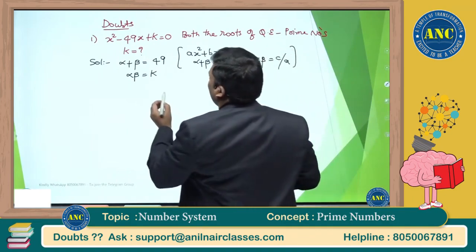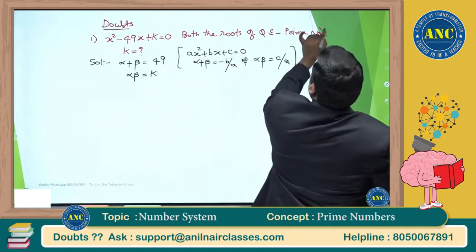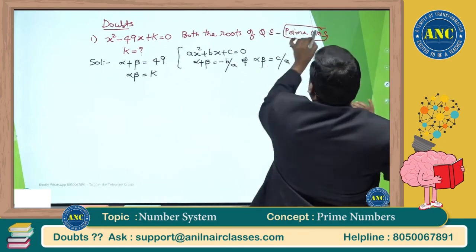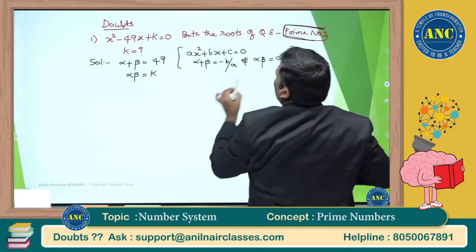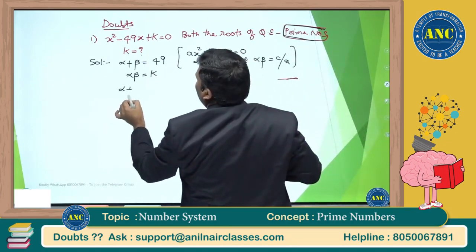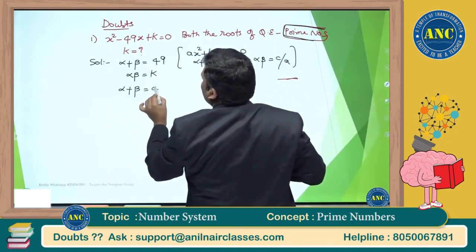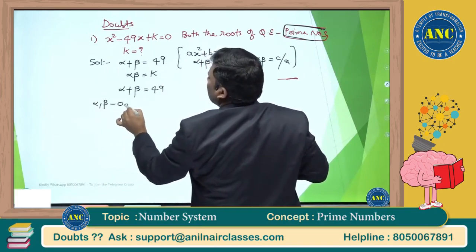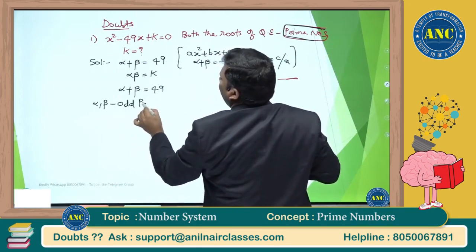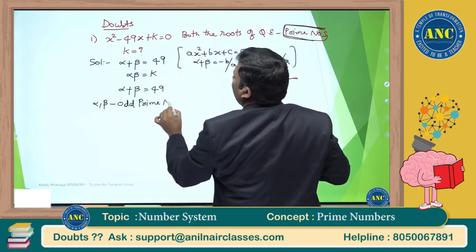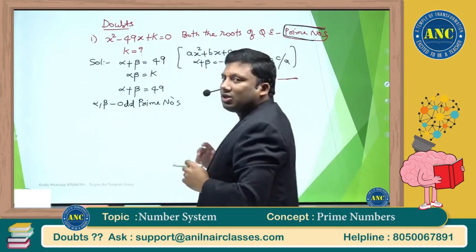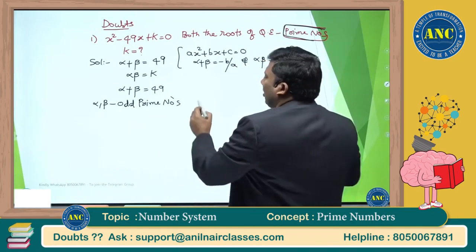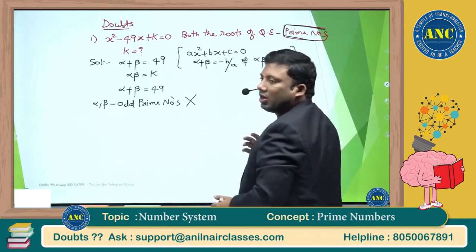Alpha plus beta equivalent to 49. Both the roots of the quadratic equation are prime numbers. Suppose I take alpha and beta as odd prime numbers, what will be odd plus odd? Odd plus odd will be an even number, but 49 is an odd number. Therefore, this case is not possible.